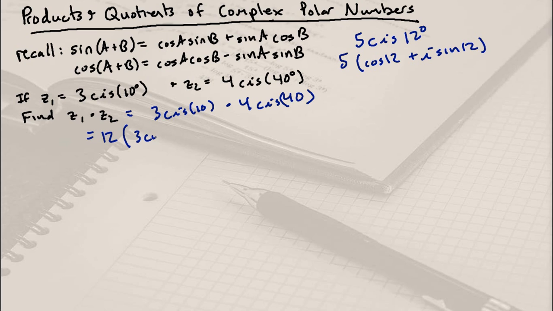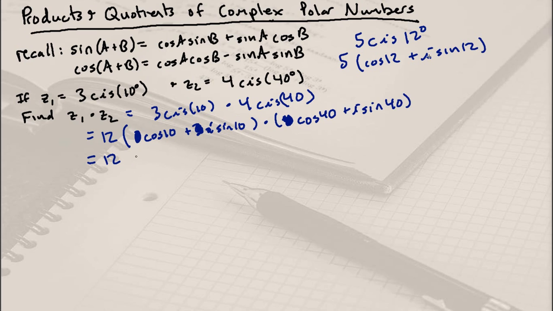So we're going to have to do a bunch of work here. We have cosine 10 plus i sine 10, times cosine 40 plus i sine 40. I don't need the 3 and 4 because I already did that. The 3 times 4 is 12, so I have my 12.